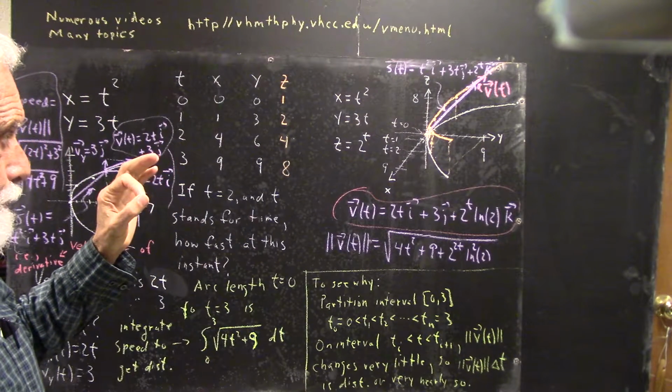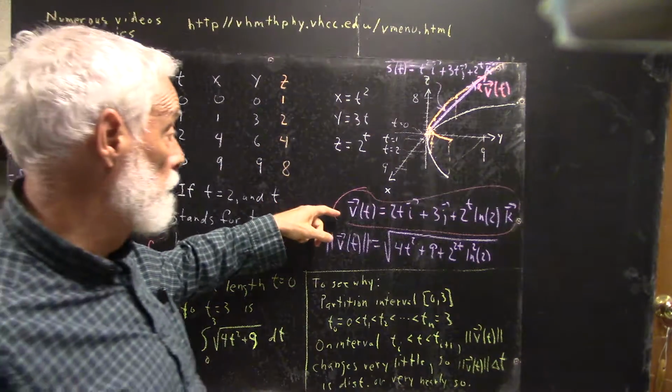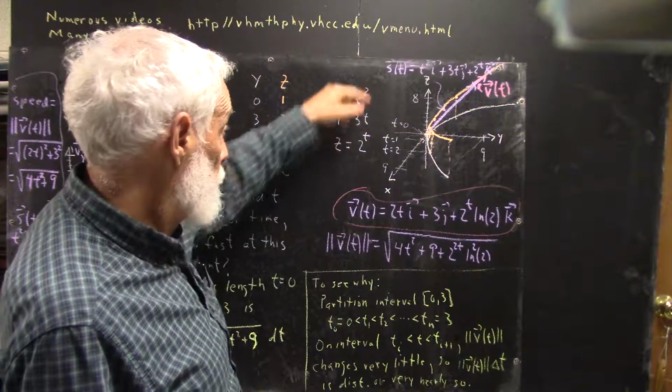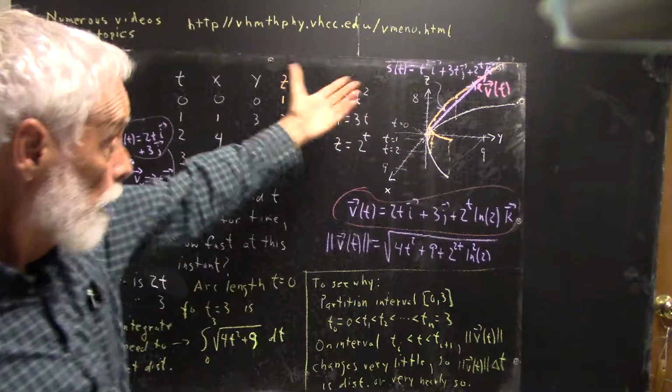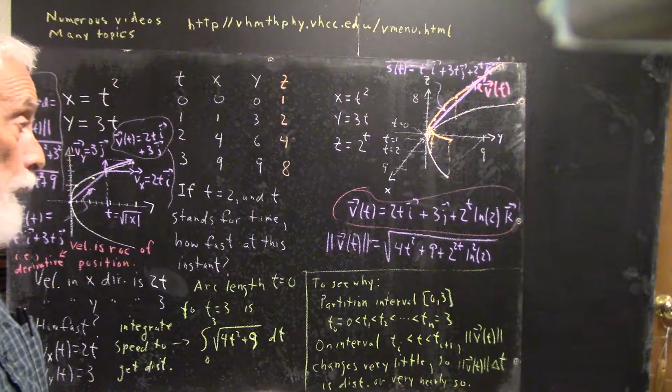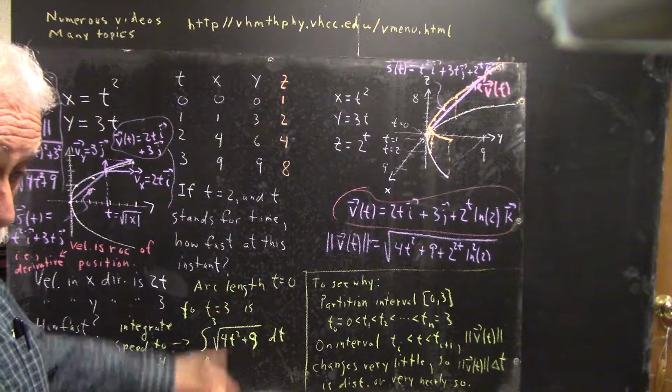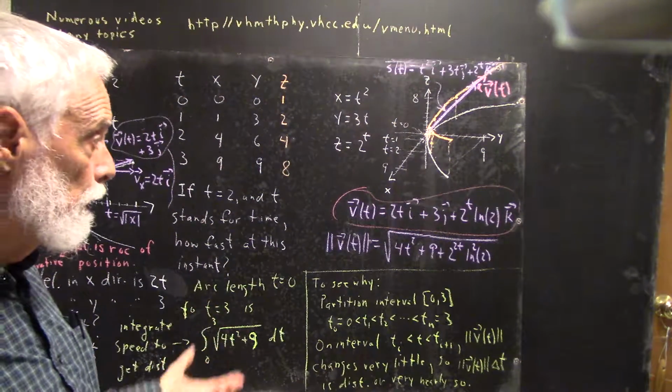The velocity vector is just the rate of change of the position vector. No, it's just the derivative of the position vector. Now, we haven't defined the derivative of a vector function, but it's just as intuitive as you would think.